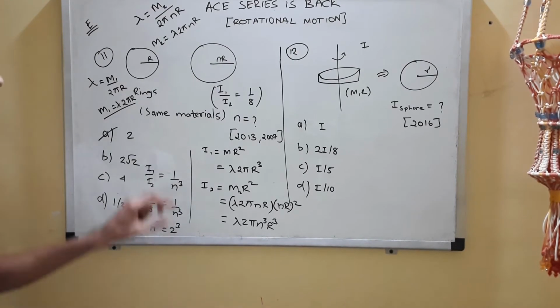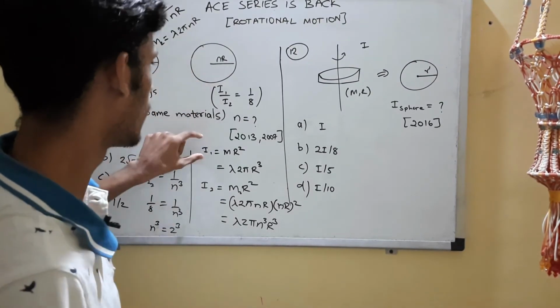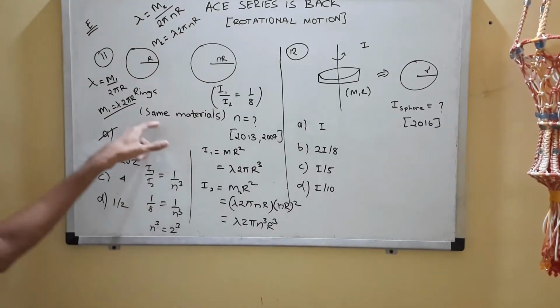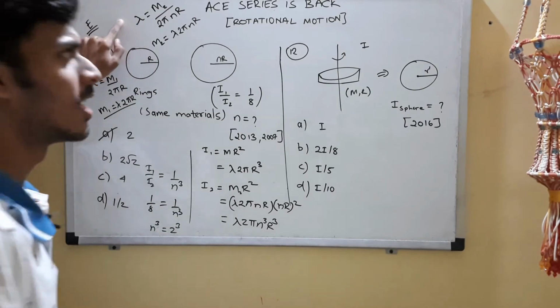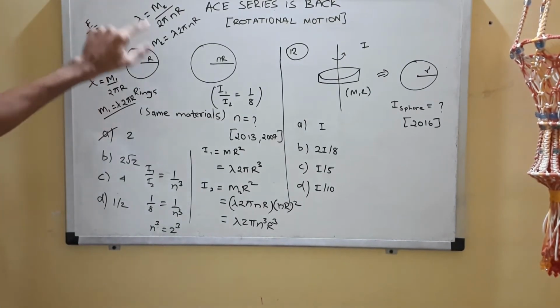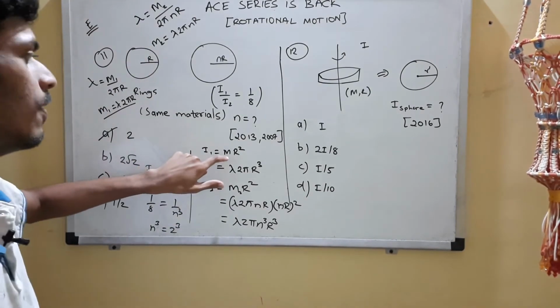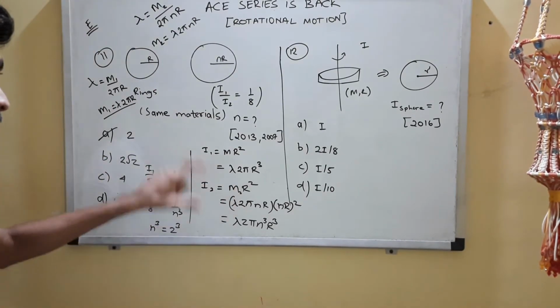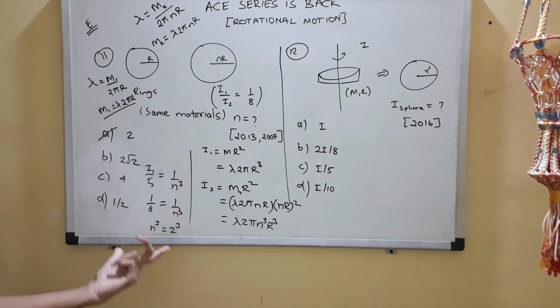So, simple use of this logic. We found the moment of inertia of this and of this. Since they are made of the same material, they will have the same linear mass density, mass by length. So lambda is the same for both of them. From that we wrote m in terms of lambda, and then we took the ratio, and that gave us our answer.